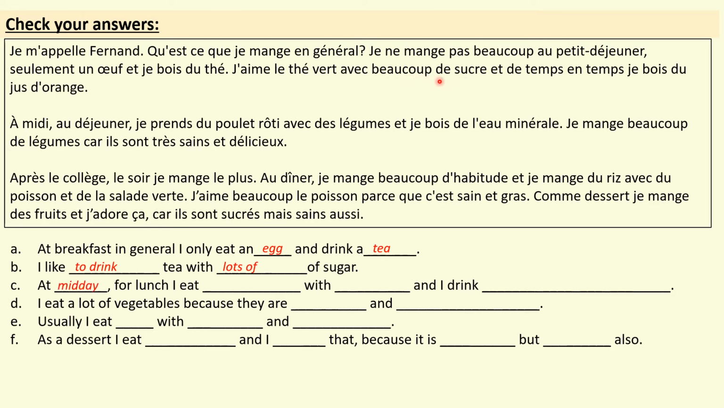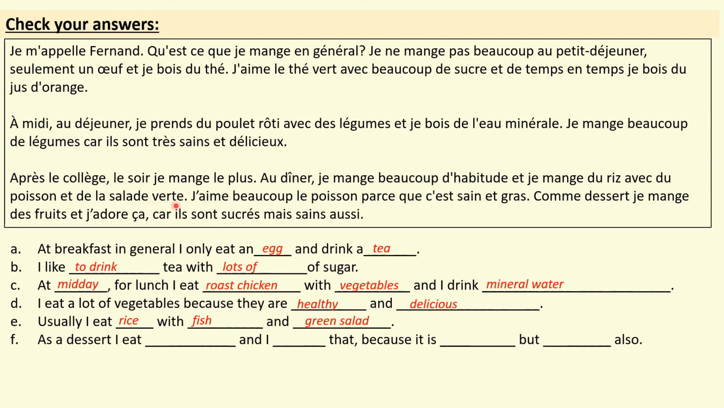At something for lunch, I eat. At midday, à midi. For lunch, I eat roast chicken, du poulet rôti, with vegetables, des légumes, and I drink mineral water, de l'eau minérale. I eat lots of vegetables because they are healthy. Okay, très sain here, and delicious, délicieux. Usually I eat something with. I eat rice with fish and green salad. So je mange du riz avec du poisson et de la salade verte.